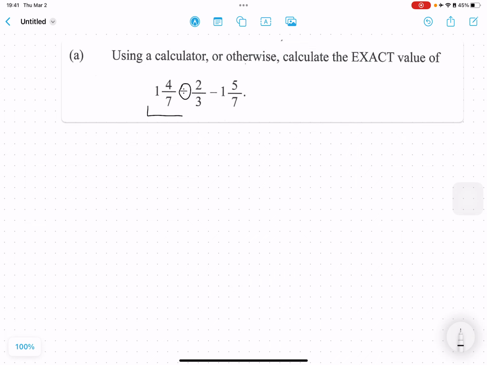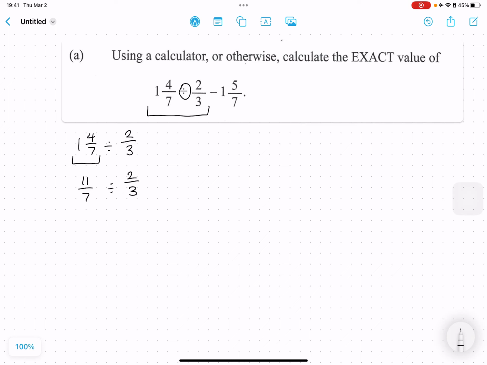Let's use these first two fractions here. So we have 1 and 4 over 7 divided by 2/3. Again, let's convert our mixed fraction. It happens to be the same fraction as before. So this becomes 11 over 7 divided by 2 over 3.